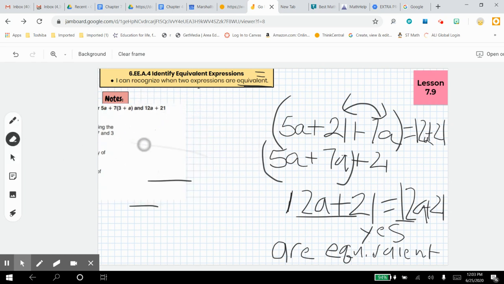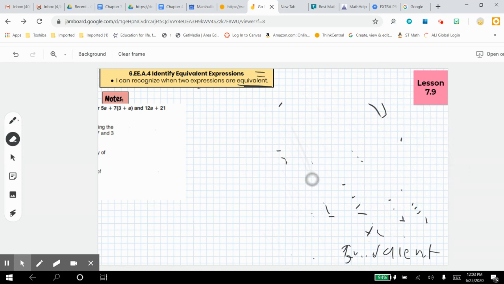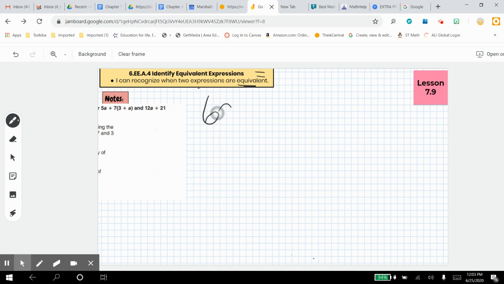All right. Let's do one more. Okay, I want to show you one that's not equivalent. So I'm going to erase this as quick as I can. I'm going to put a problem up here. This time I'm going to use multiplication just to remind you how multiplication works. Okay, so let's start with 6a times 4. I want to know, is it equal to 22a?